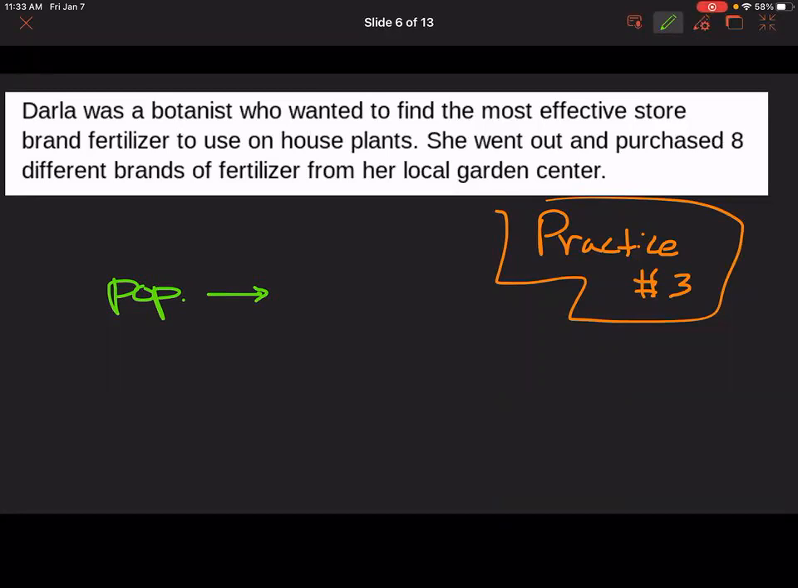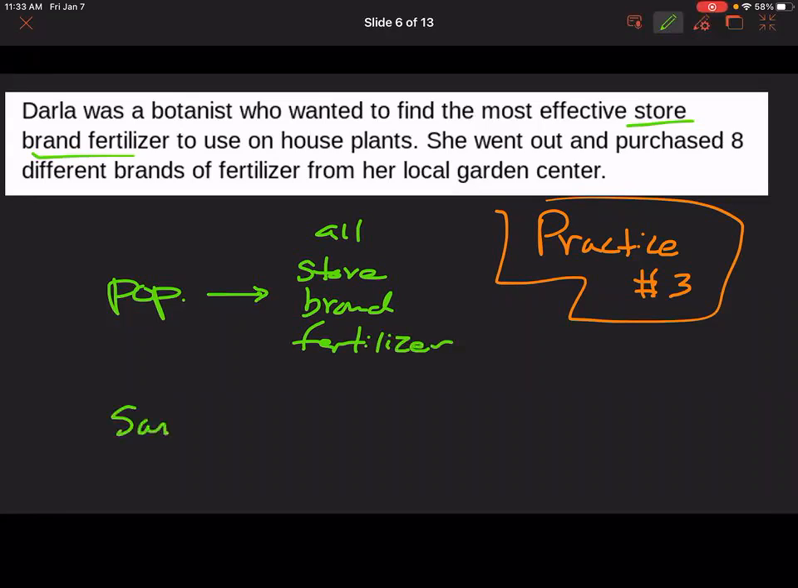It says most effective store brand fertilizer to use on houseplants. So careful, you wouldn't want to say all fertilizer. She does specify store brand fertilizer. Maybe there's some fertilizers that aren't for sale in stores, like maybe just like cow manure or something. So population, all store brand fertilizer.